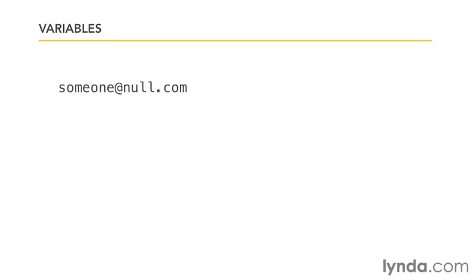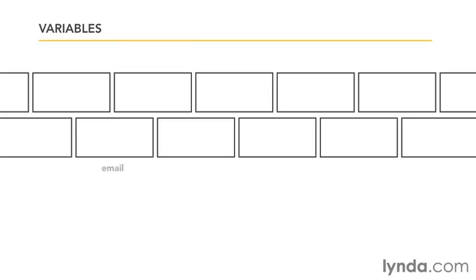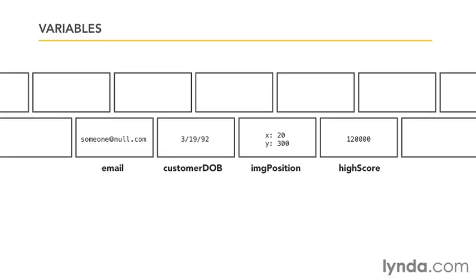In all programs and all programming languages, we have to keep track of many pieces of data. Email addresses, a date of birth, the position of an image on the screen, the current score in a game. So we create variables to hold that data. A variable is a container. It's us grabbing a little piece of computer memory and giving it a name so we can use it while our JavaScript is running. We create it, we name it, we put a value in it, and then we change the value as we need to.